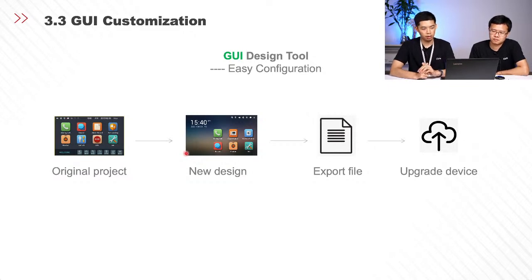So this is the general idea of how we do the new customization and the upgrade. It only takes 4 parts. First, you get the original project file from us, the manufacturer. Once you have this file, you import it to the software tool and make your new design by yourself. Then you save the project and export a project file. In the last step, you use this file to upgrade your device by yourself. It is very flexible and convenient.